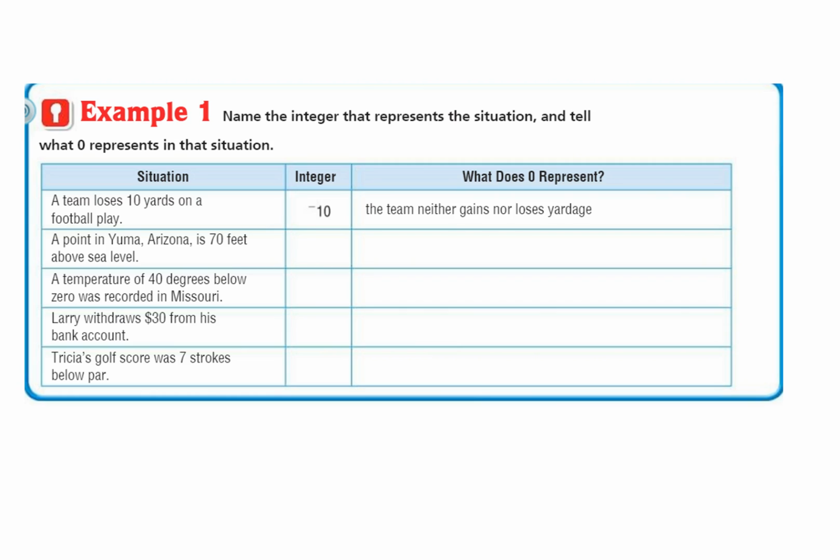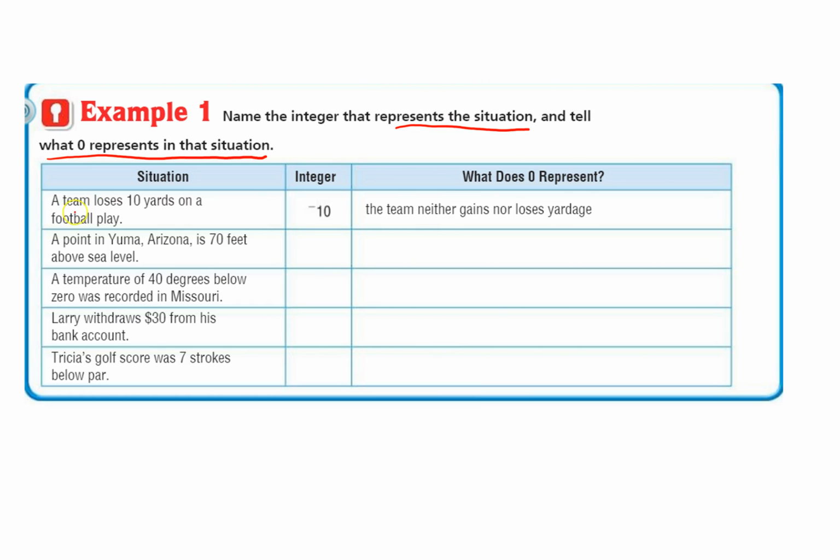Recognizing opposites, finding the distance from 0 is usually pretty easy, but then once we get into real life situations and what these numbers represent, it becomes a little more difficult. So our directions say name the integer that represents the situation and tell what 0 would represent in that situation.